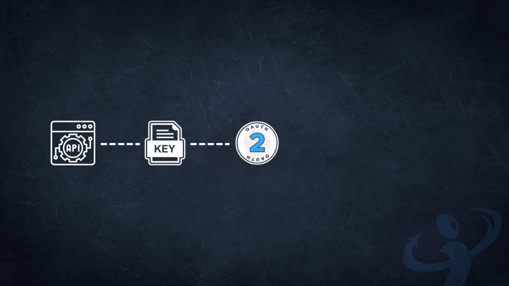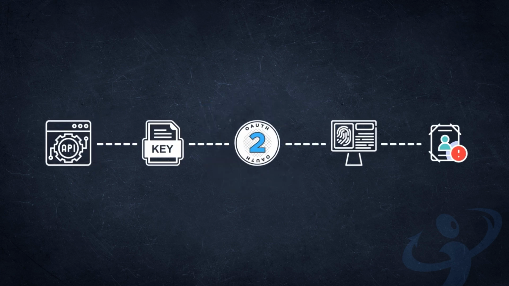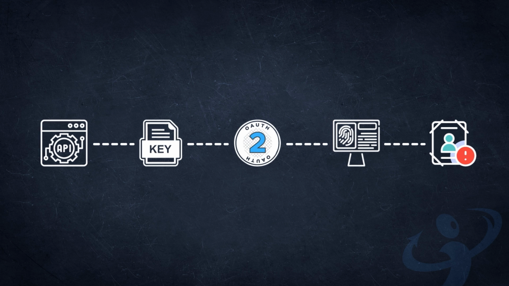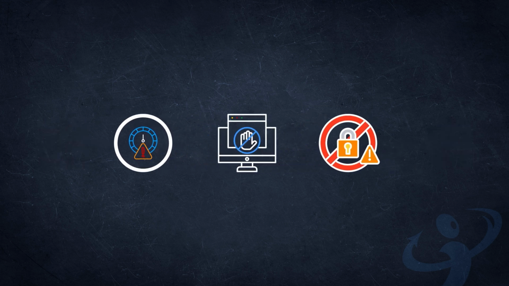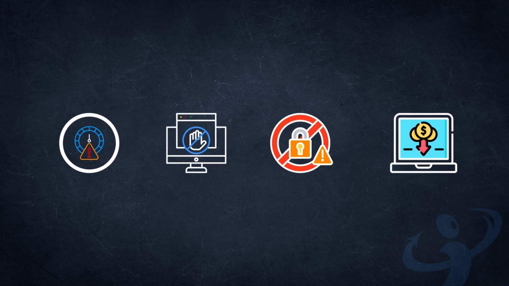Security is critical. APIs use keys or OAuth tokens to identify users, like a digital ID. There are also usage limits to prevent abuse or overuse, and exceeding those can lead to restrictions or extra charges.